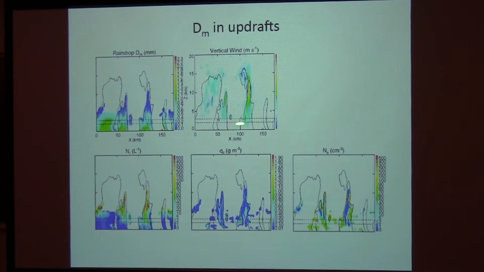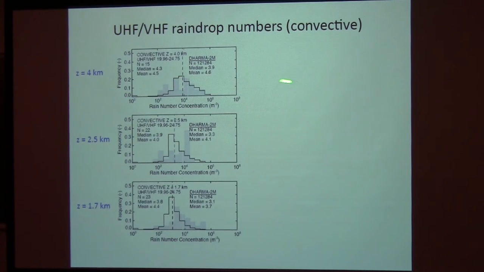And one thing I'll just note in updrafts is that when you're in an updraft, essentially, you have an active warm rain process that's driving you away from equilibrium. These two things are updrafts. This is a downdraft, we'll come back to that. So this number concentration of raindrops becomes large. It drives your median volume diameter down, and those raindrops are forming where you have QC and where the number concentration of cloud droplets is falling.